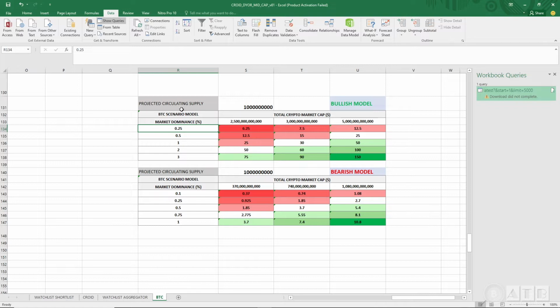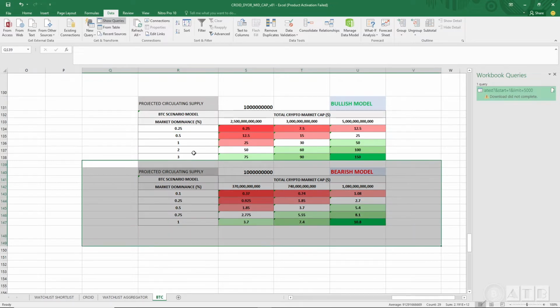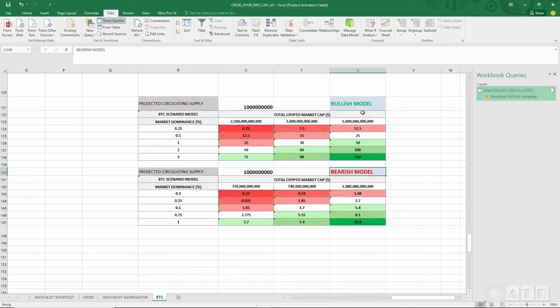Let me start again. Now let me walk you through the headers of this table. Forget this down part for now. They are basically the same thing. One is just showing the bearish model and one is showing the bullish model. So now the projected circulating supply, let's say in 6 months' time there'll be 1 billion of this token in the market.